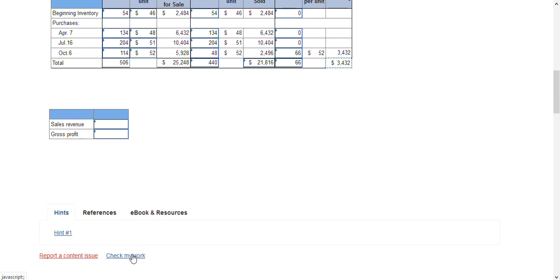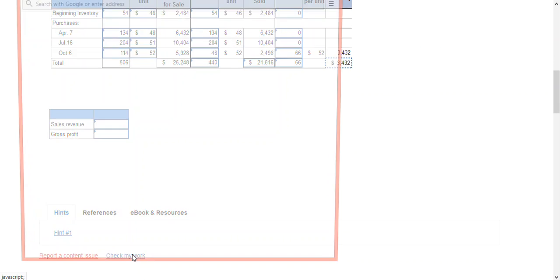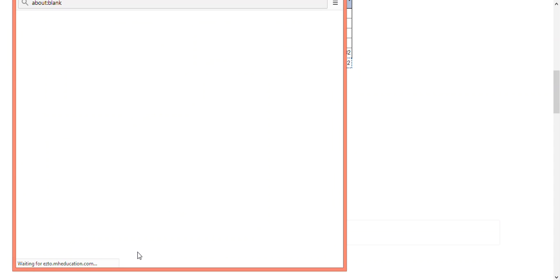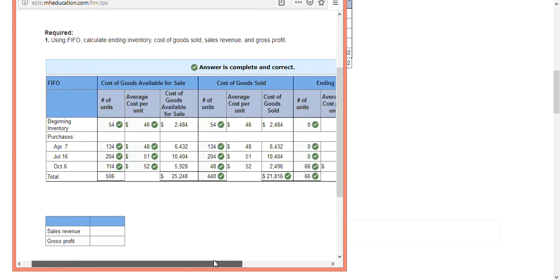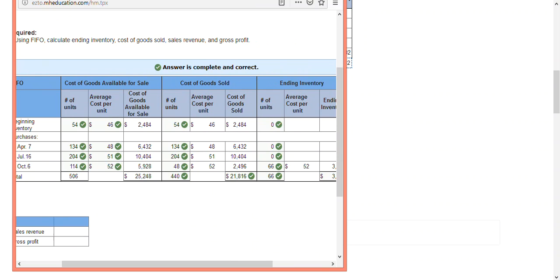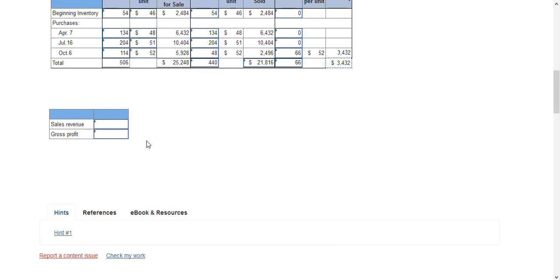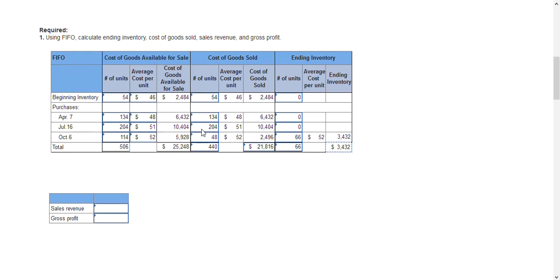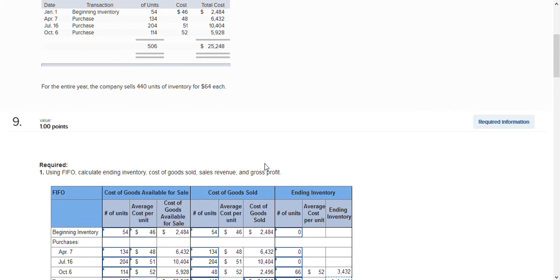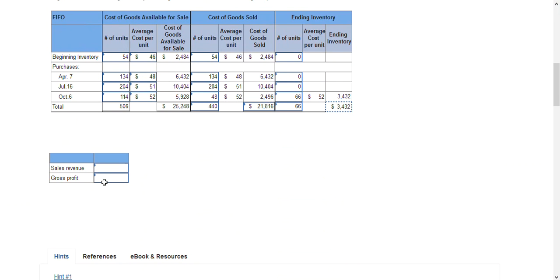And again, let's just make sure. The internet is slow today. So yours should look something like that. Then you've got a little box down here. Your sales revenue would be the number of items sold, which is 440, times the sales price, which I think is 64 right here. And your gross profit would be your sales revenue less your cost of goods sold, which is right there.